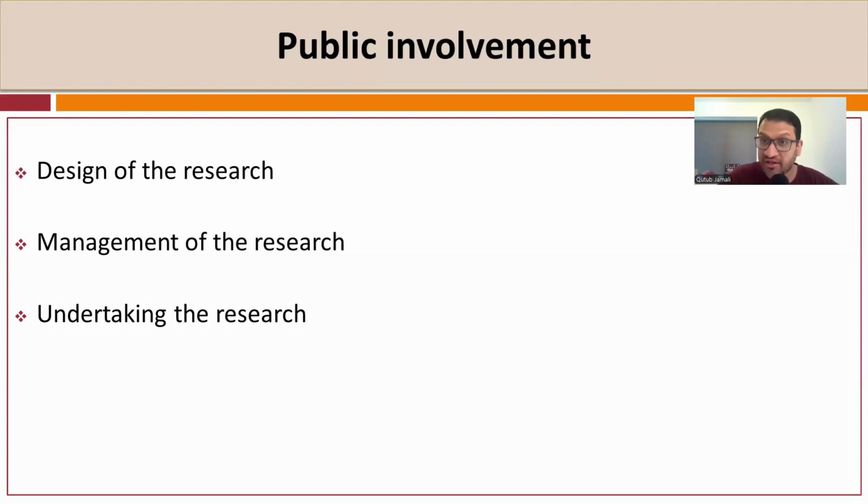How are you going to undertake this research? You can get a lot of ideas from the public. How are you going to do this? Where are you going to recruit the participants from? What would be an appropriate environment to do the study?